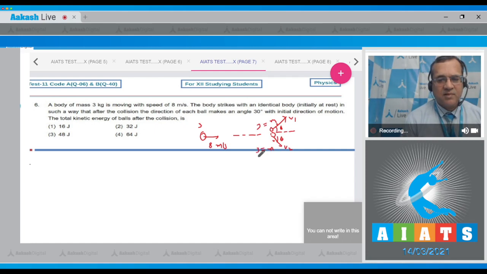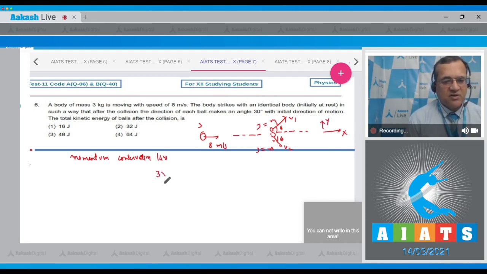Right. Now we'll conserve the momentum. So by linear momentum conservation, I take the initial direction as the x-axis and perpendicular to this as the y-axis. Then along the x-axis, 3 into 8 should be equal to 3 into v1 into cos of 30 degrees plus, again, 3 into v2 into cos of 30 degrees. This is one equation.